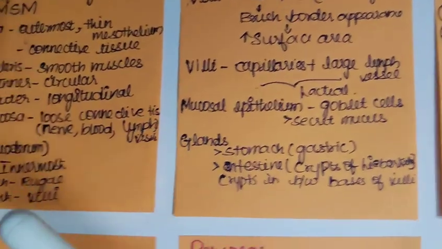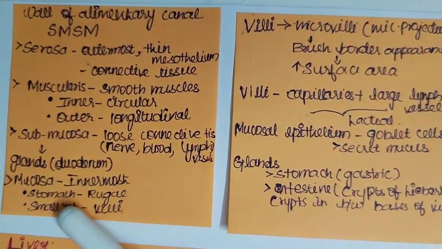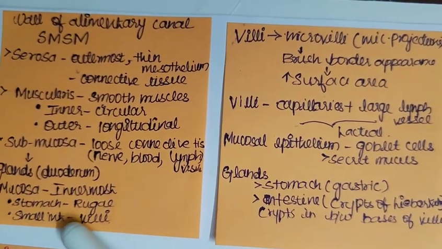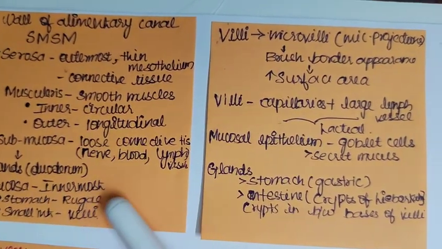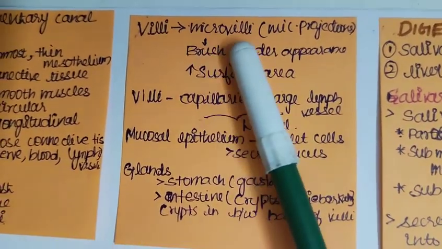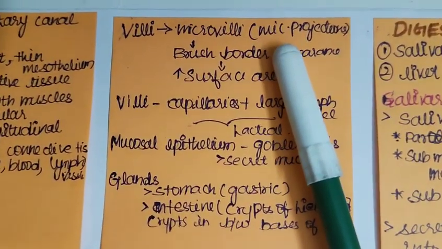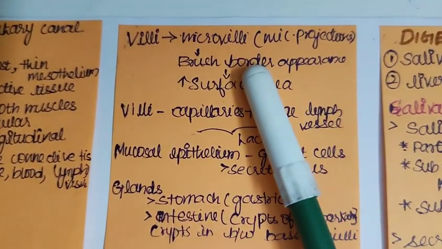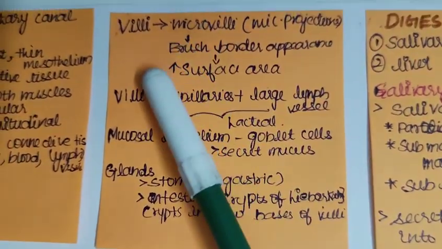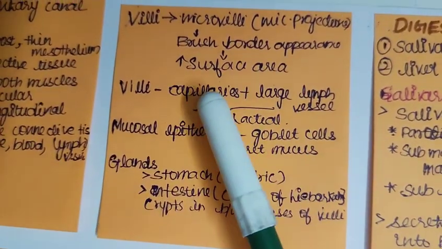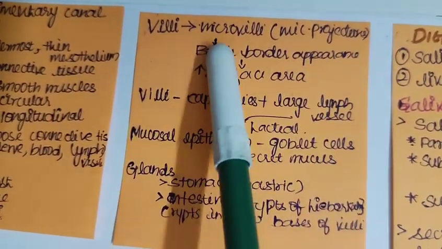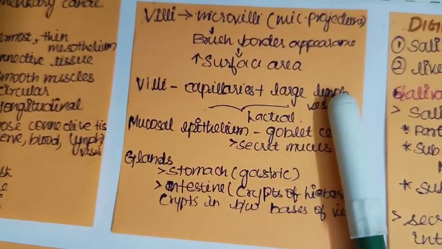Villi, we already talked about in mucosa, the mucosa has villi in the small intestine. That is, the mucosal layer of the small intestine has villi, and these villi consist of microvilli. Microvilli are finger-like projections, and these microvilli have a brush border appearance. What is the use of this brush border appearance? It will increase the surface area of the villi. So in villi we have microvilli, and these microvilli increase the surface area.